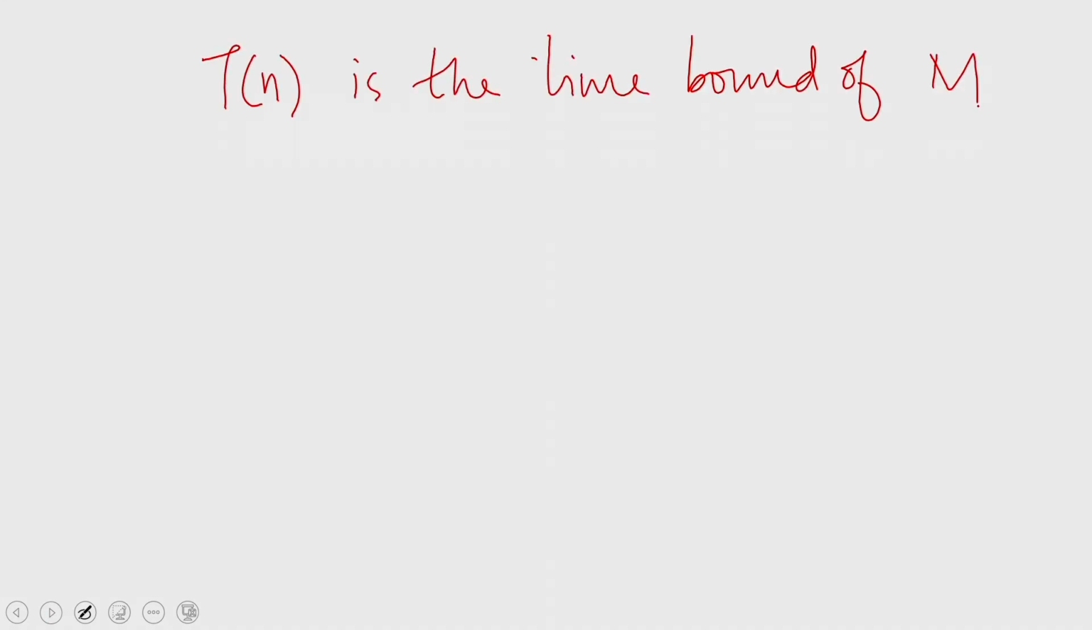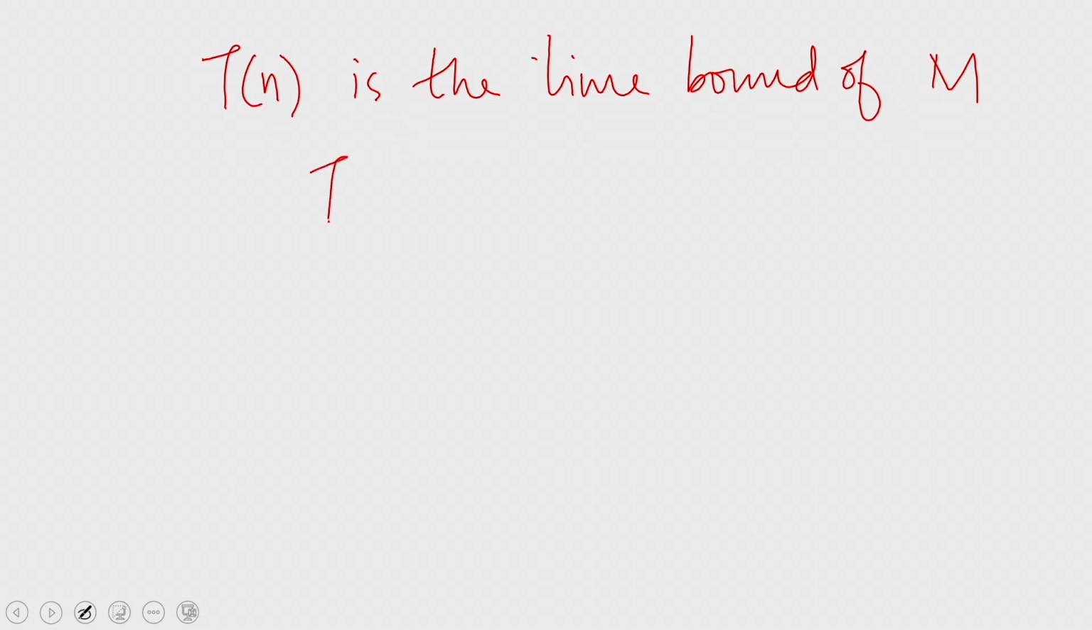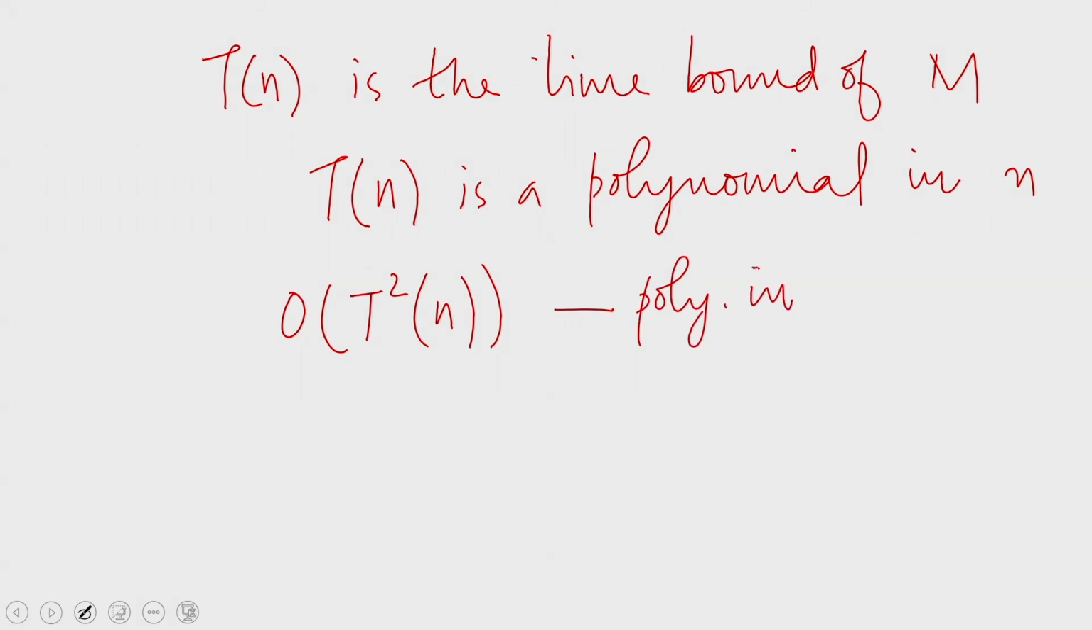That is, when M is given an input of length n, we have a guarantee that M will come to a halt in T(n) steps. And we also know that T(n) is a polynomial in n, because M is a polynomial time bounded machine. So, we have established order of T squared of n signal points, which is also a polynomial in n. Let us see what these signal points mean.